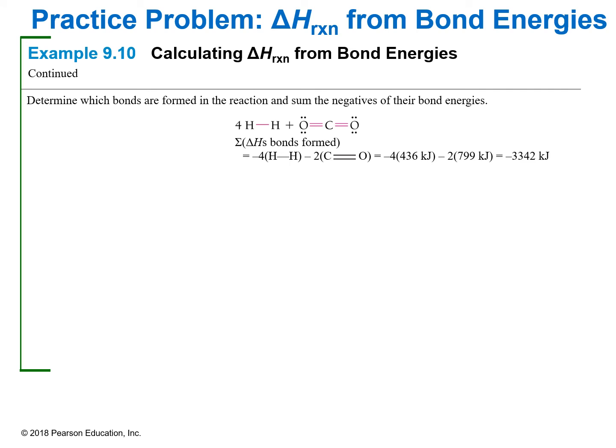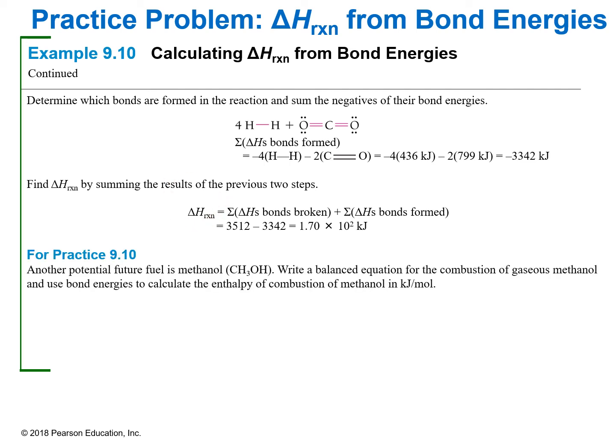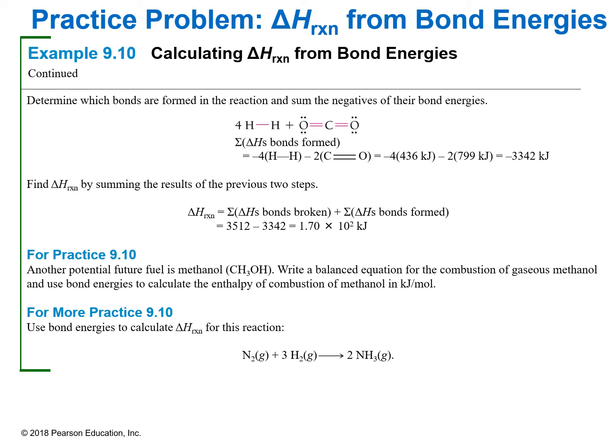All right, so what happens with the product side of this? We're going to do the same thing. So we would take the 4 HH bonds and the 2 carbon-oxygen bonds, go to the chart, find what their values are, and those are going to be negative values, so it ends up being a negative 3342 kilojoules. And then we put all that together in an equation, and we end up seeing that the delta H for this reaction is 1.7 times 10 to the negative 2 kilojoules. Math is not hard. You just have to have an understanding of what you're doing with your molecules and make sure you draw your molecules correctly.